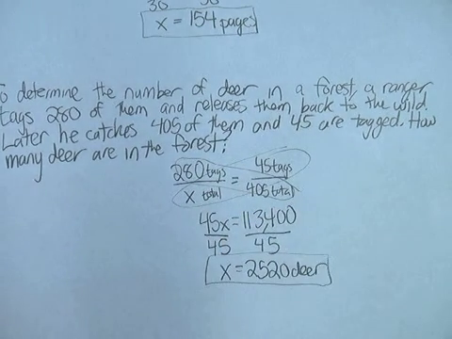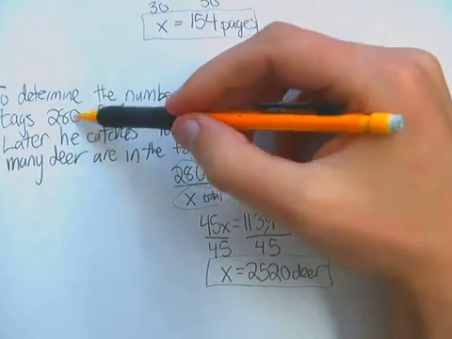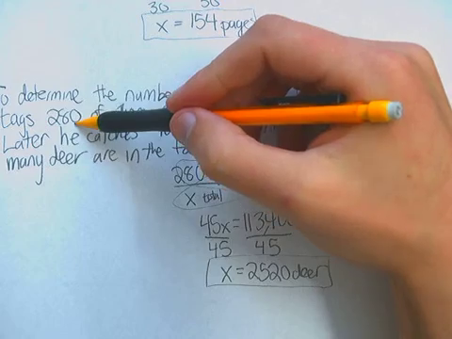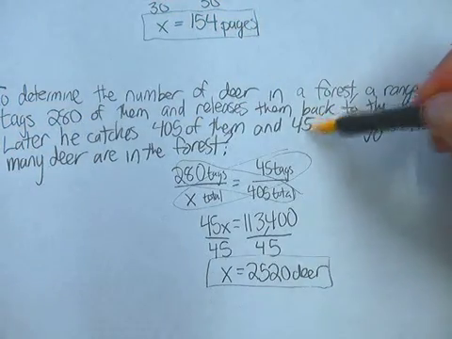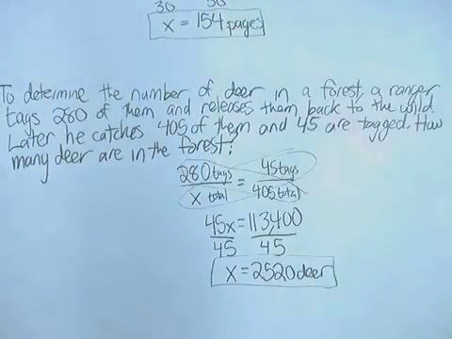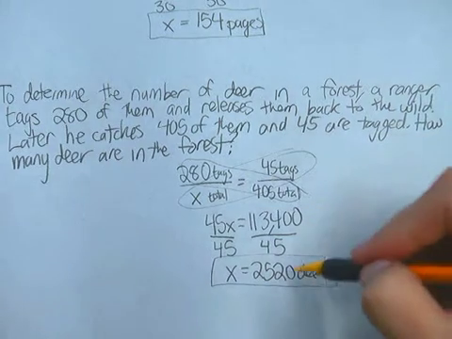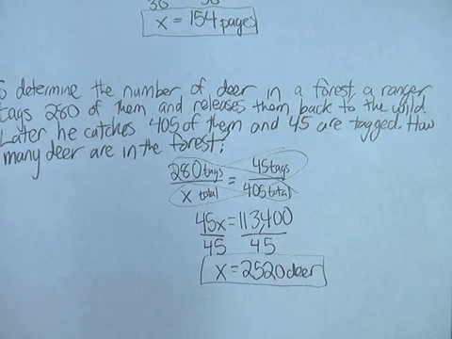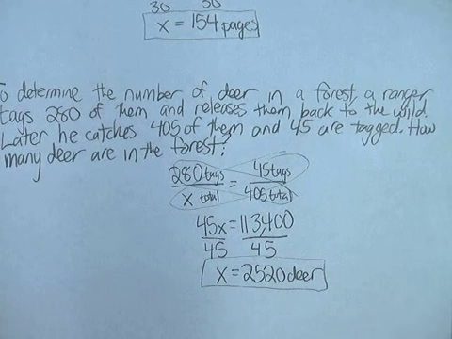And then we go back and check and make sure this makes sense, and it does, because he tags 280 of them. But then he catches them and less of them are tagged, so there's more deer in the forest than 405. And it's significantly more, which is why we end up at 2,520 deer as our total. It's something bigger.